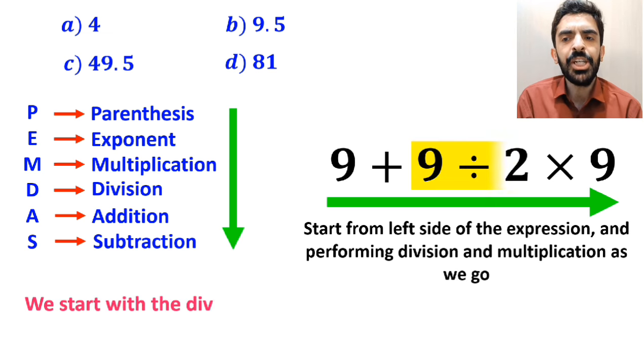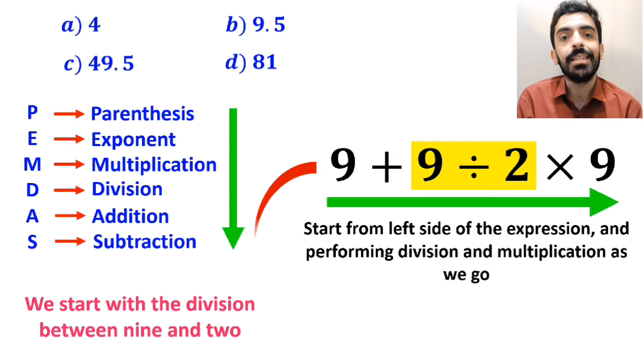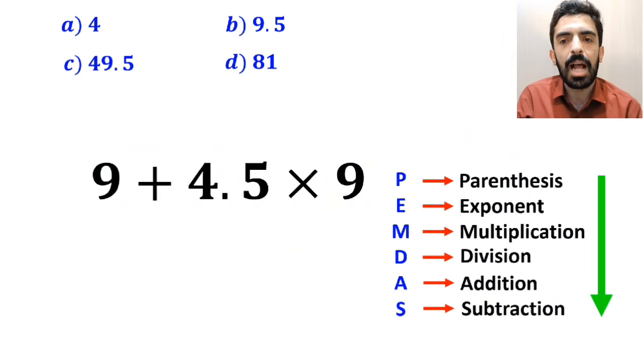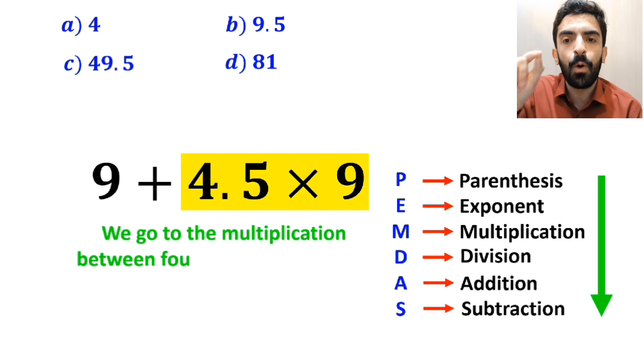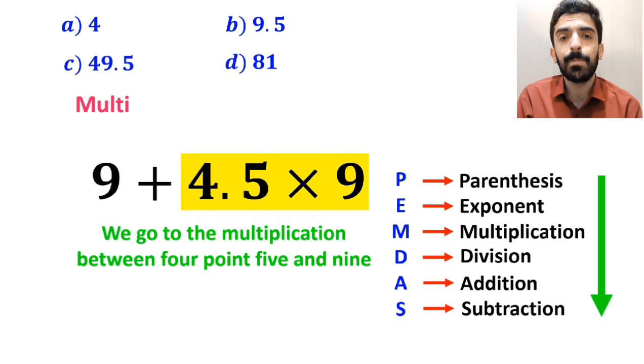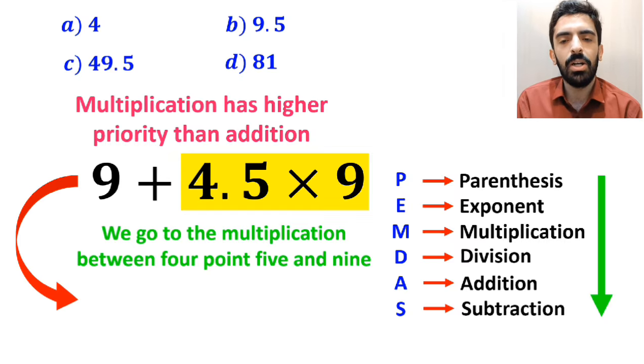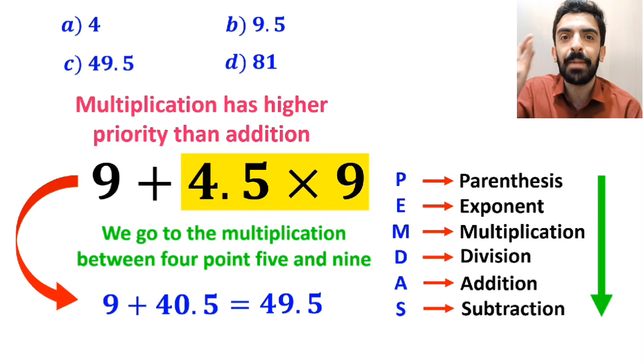So, we start with the division between 9 and 2, and instead of this expression, we can write 9 + 4.5 × 9. In the next step, we go to the multiplication between 4.5 and 9 because multiplication has higher priority than addition. So, this expression simplifies to 9 + 40.5, which ultimately gives us the answer 49.5.